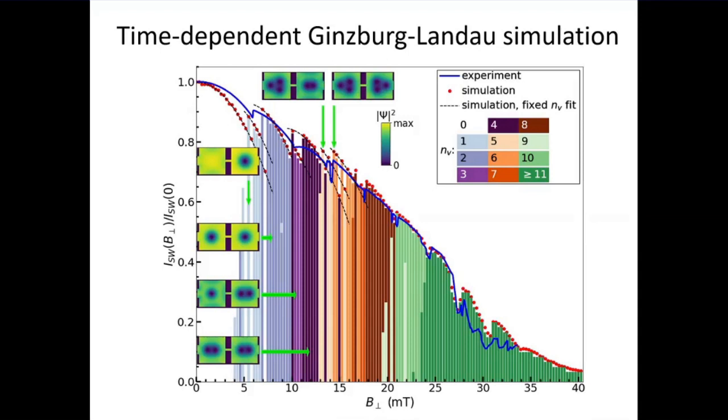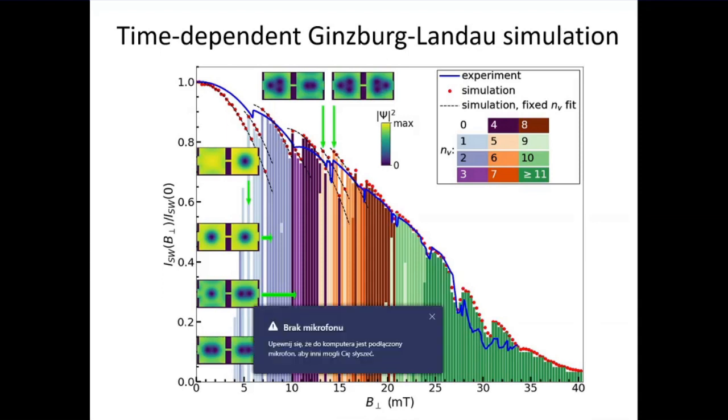And the Ginzburg-Landau simulations show that the curve can be considered in such sections. Each section corresponds to a certain occupation of vortices in these boxes. So, for example, here the first section contains no vortices. This corresponds to one vortex. Here you have 2 vortices, and so on. And Ginzburg-Landau simulation predicts always that when each next vortex enters the box, we see an increase in the switching current.